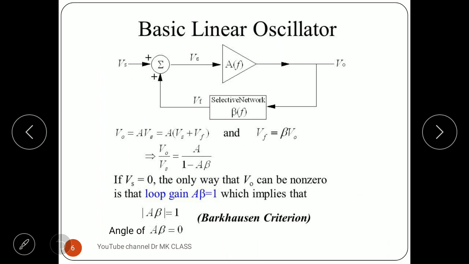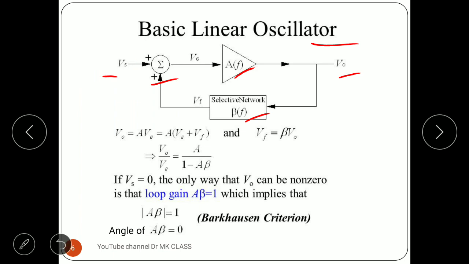Here is the basic oscillator diagram. This is the amplifier, this is the feedback network, and this is an adder, and positive feedback is used. This is the input Vs and this is the output V0. Vs will not be there in an oscillator because an oscillator won't use any input, but mathematically we consider Vs as some input. External input will not be given here.